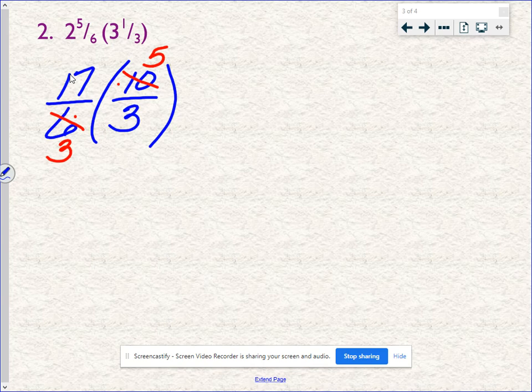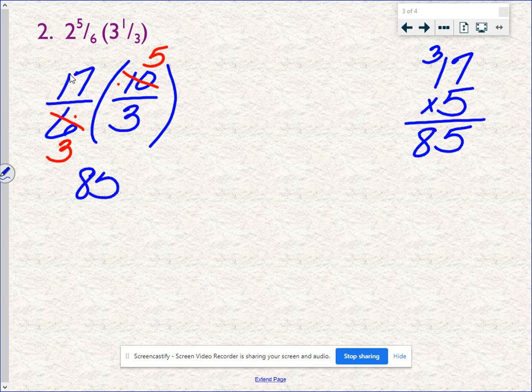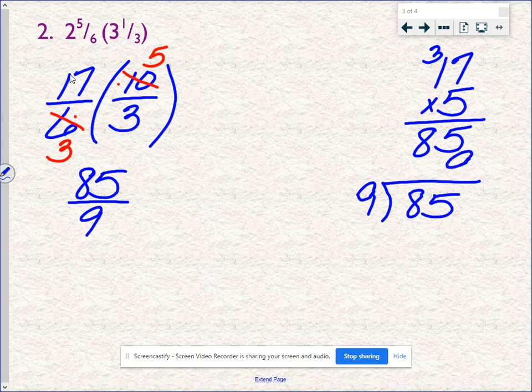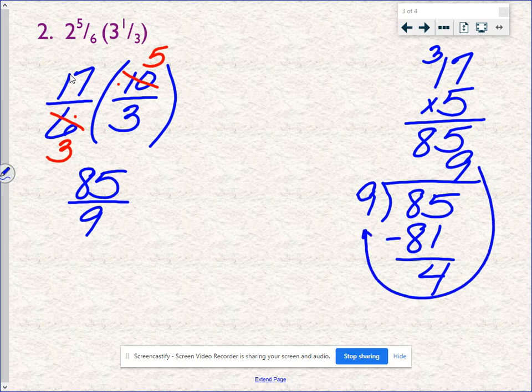Now I don't know what 17 times 5 is off the top of my head, so I come over here and I do some side work. I say 5 times 7 is 35, carry the 3. 5 times 1 is 5, plus 3 is 8. So I get 85. 3 times 3 is 9. Again, I have an improper fraction, so I must simplify that. I perform my fishhook. 9 goes into 85 9 times. And I get 9 4/9.